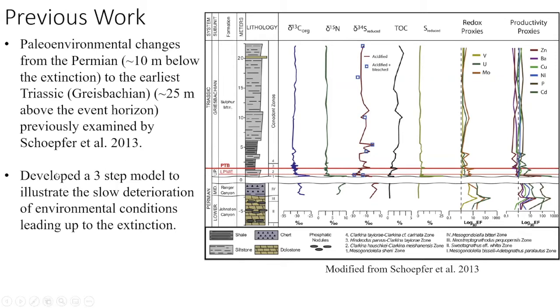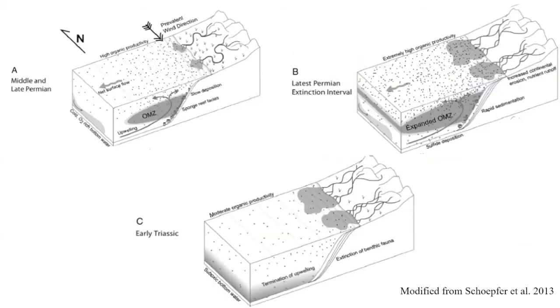And to essentially illustrate all of this information, Schoffer developed a 3-step model to illustrate how the slow deterioration of these environmental changes led up to the extinction and a slight window of the aftermath of the extinction as well, which we have here. So for A, we go from middle to late Permian. And so this is middle to late Permian.